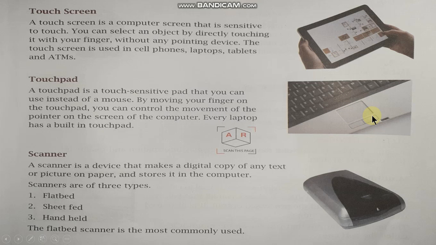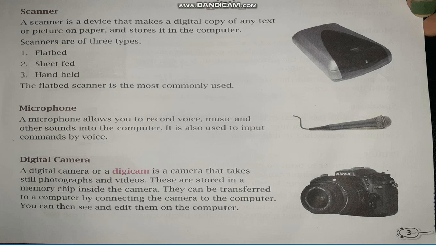Next, scanner. A scanner is a device that makes a digital copy of any text or picture on a paper. It means if we want a digital copy of text or picture on a paper, we use a scanner and store it in the computer. Scanners are of three types. How many types? Three types. First one flatbed, second one sheet fed, and third one handheld. The flatbed scanner is the most commonly used.